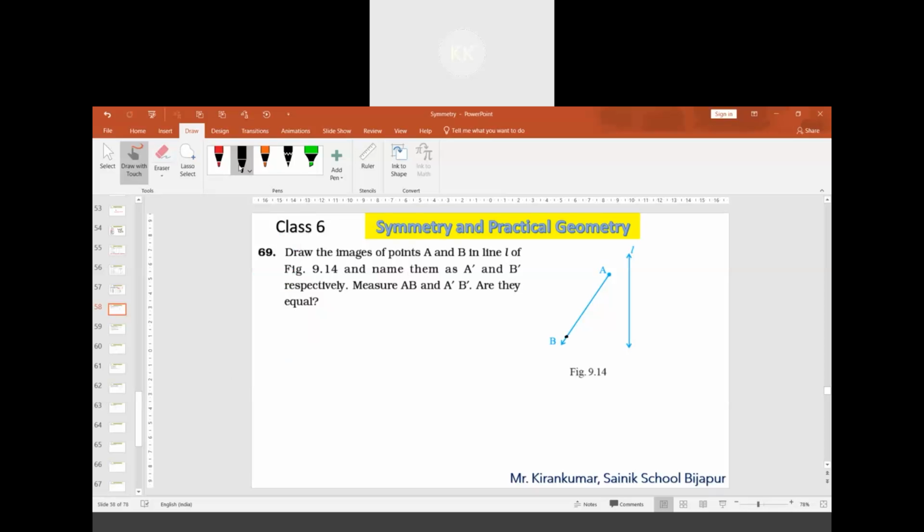Now we can do something. What you have to do is trace it over here and name it as A dash B dash. What I do is I'll copy this and paste it over here. It should look like this. And I have to name it as A dash B dash.